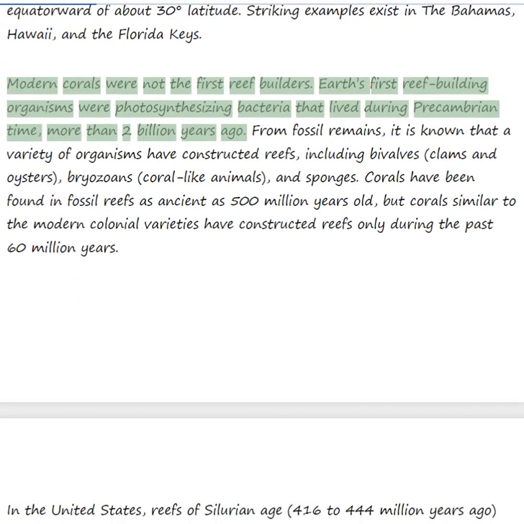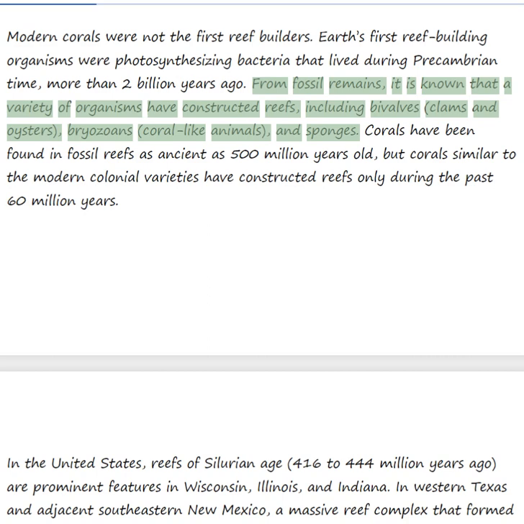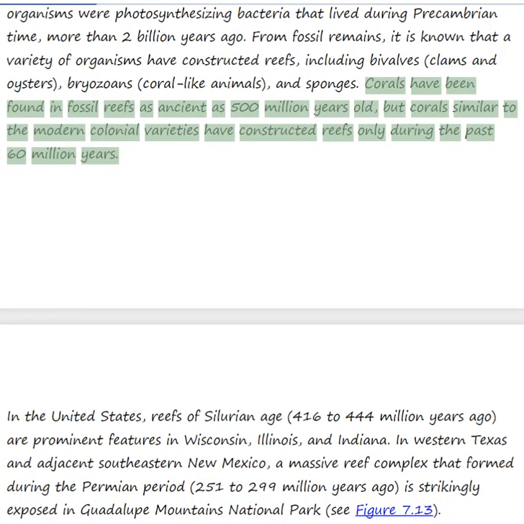Modern corals were not the first reef builders. Earth's first reef-building organisms were photosynthesizing bacteria that lived during Precambrian time, more than 2 billion years ago. From fossil remains, it is known that a variety of organisms have constructed reefs, including bivalves, bryozoans, and sponges. Corals have been found in fossil reefs as ancient as 500 million years old, but corals similar to the modern colonial varieties have constructed reefs only during the past 60 million years.